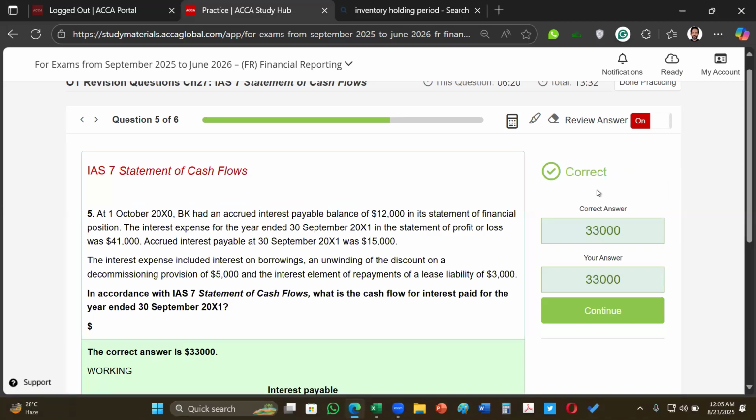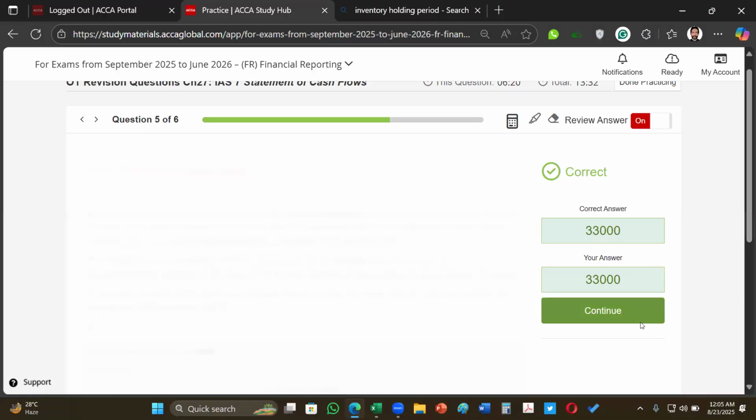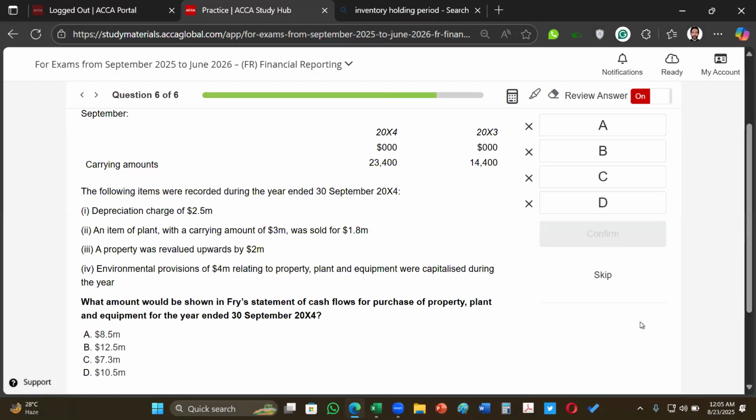So that is correct. This is 33,000. Moving on to the next one here. Let's see what challenge this poses for us. However, this is also similar to the non-current assets. Mostly you will be tested on this.